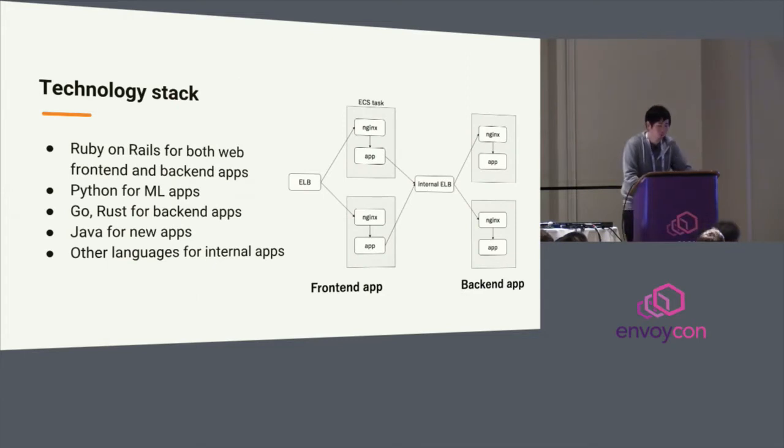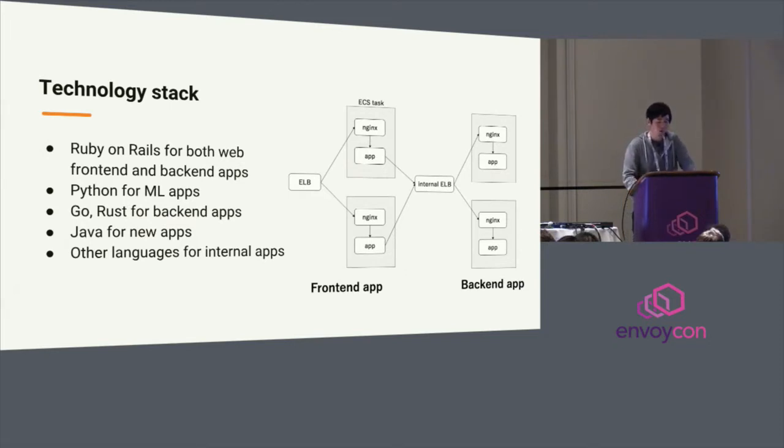And our technology stack is almost all Ruby and Ruby on Rails. Most of our applications are written with Ruby on Rails for both front-end and back-end apps. But recently, we have some variety in application languages, like Python for machine learning, and Go and Rust in performance-required domains.